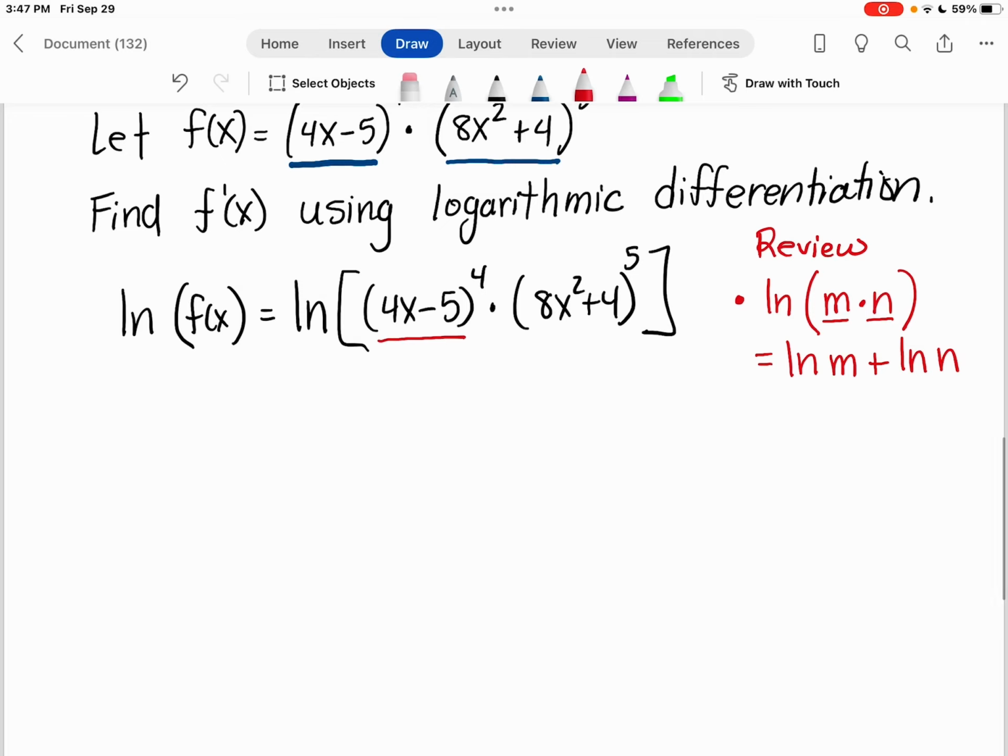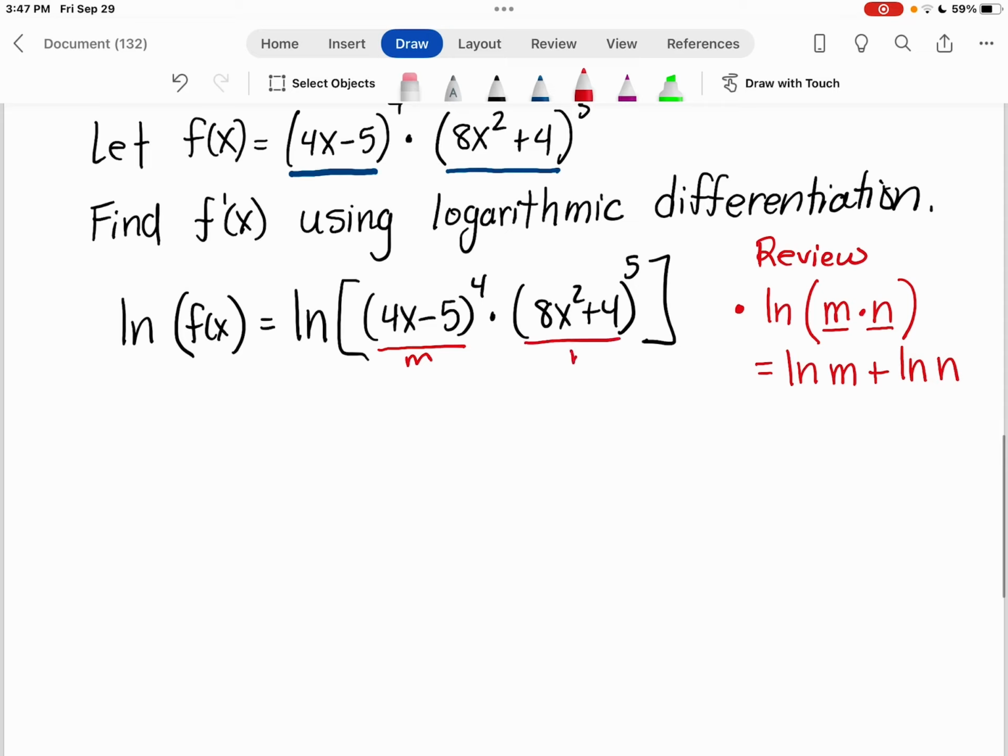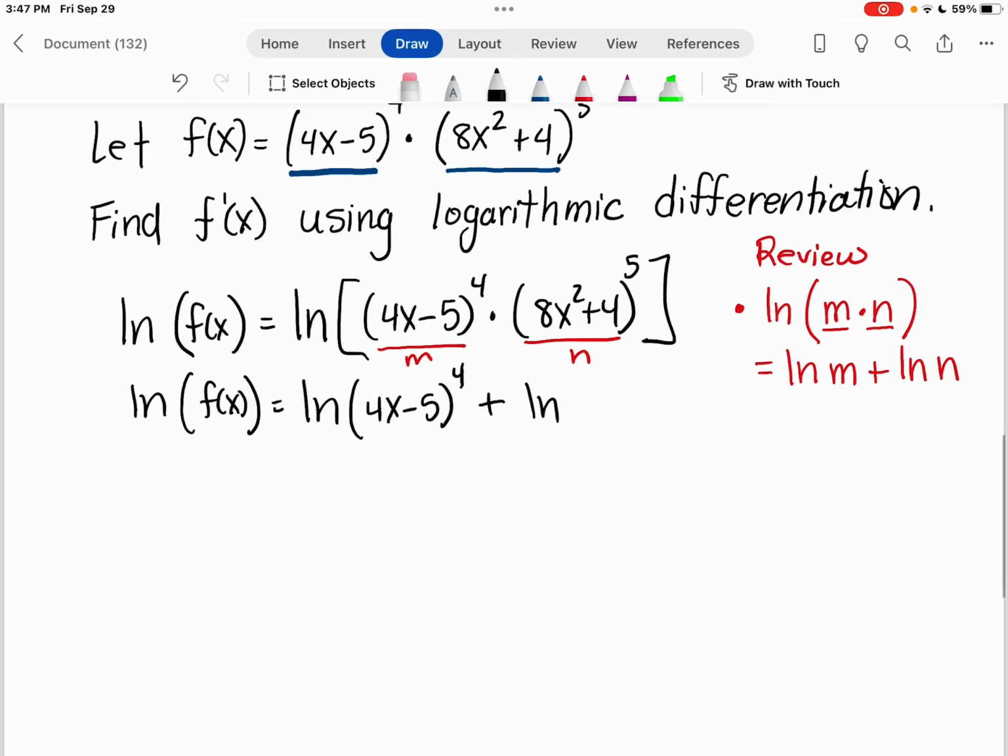So think of this when you compare it to this rule that I just reminded you of over here. Think of this as your m and this is your n. So I'm just going to carry down the natural log of f of x, and I'm going to rewrite the natural log of 4x minus 5 raised to the 4th, and then I'm going to rewrite this using an addition sign, and then the natural log of the second factor. So I have the natural log of 8x squared plus 4 raised to the 5th.